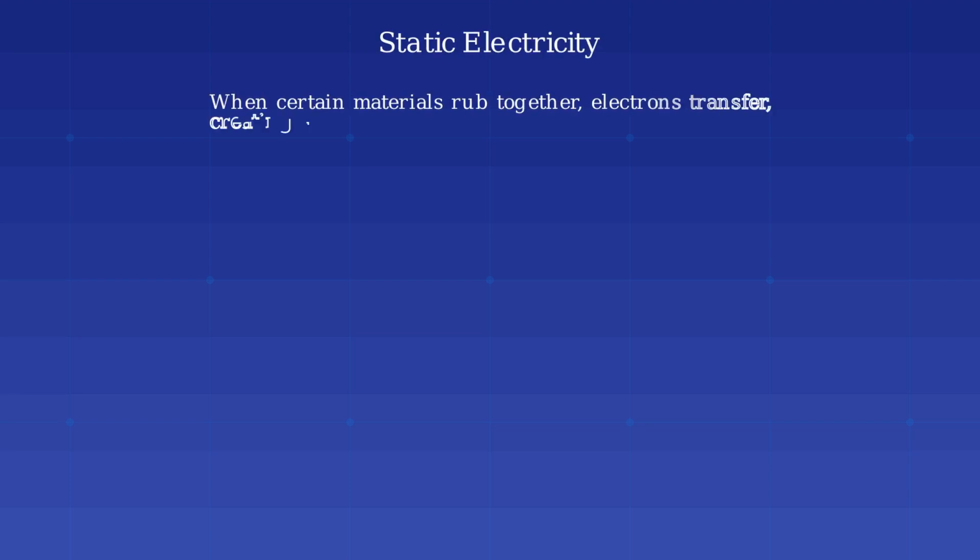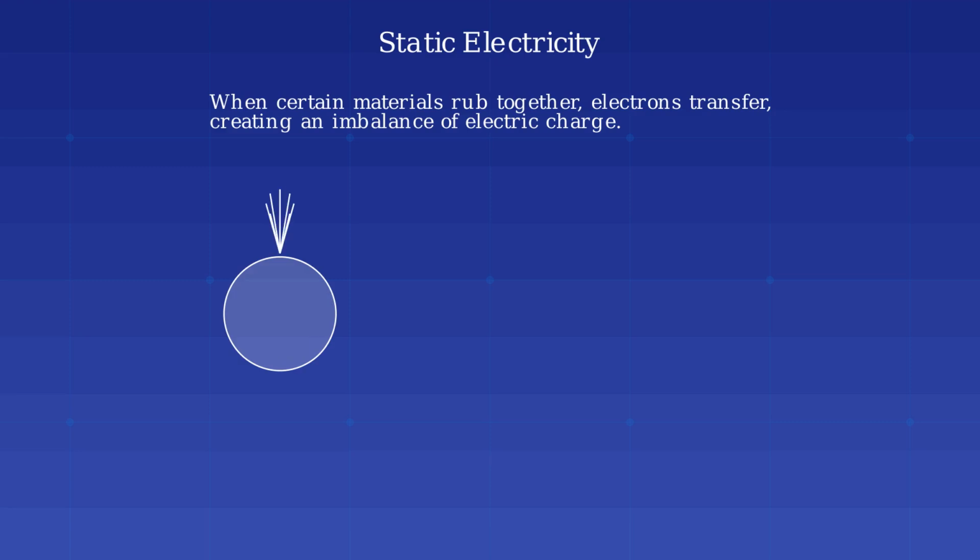We experience electrical phenomena every day in various forms. Let's first look at static electricity. Static electricity occurs when electrons transfer between materials, creating an imbalance of charge. A common example is rubbing a balloon on hair. The friction causes electrons to move from the hair to the balloon. The balloon becomes negatively charged, while the hair becomes positively charged, causing attraction.